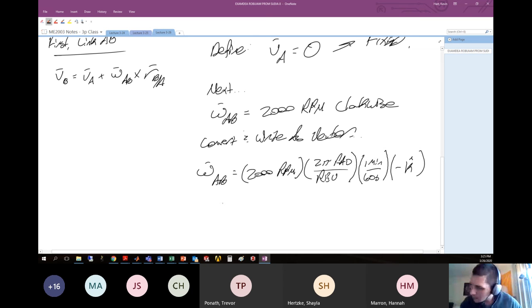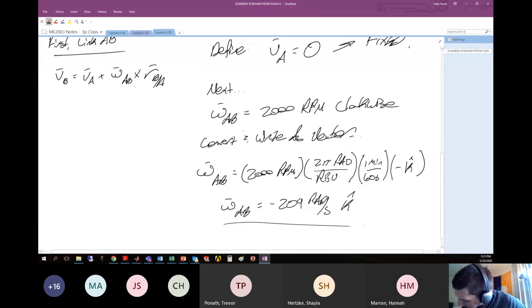After executing all this conversion and writing our vector appropriately, you end up with negative 209 radians per second in k hat. This is your angular velocity of link AB in terms of some nicer things that we're more mathematically used to working with, radians per second in vector notation.